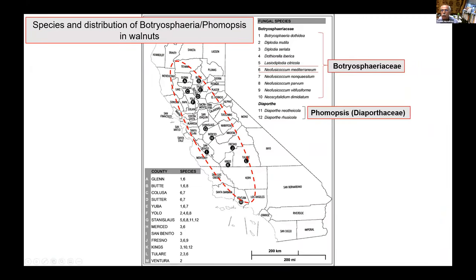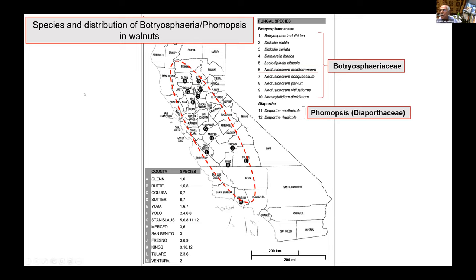This disease is widespread, and you can see from this map that you can find it throughout the counties where walnuts are grown, and it is caused by 10 different species in the Botryosphaeriaceae family. Similar symptoms can be caused by at least two Phomopsis species that we identified, and those belong to the family Diaporthaceae.